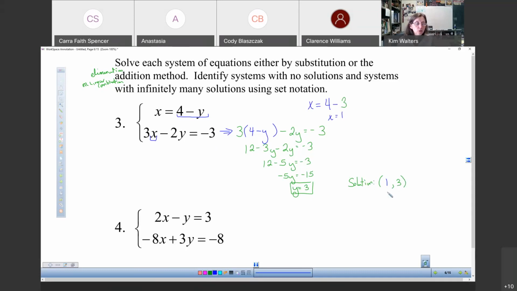So there's my solution. If you want to check it, plug it back in. 1 in for x, 3 in for y, and you will get negative 3. You better get it up here too. But anyway, so this is my solution. Okay. Questions? Hopefully this looks at least vaguely familiar, right?